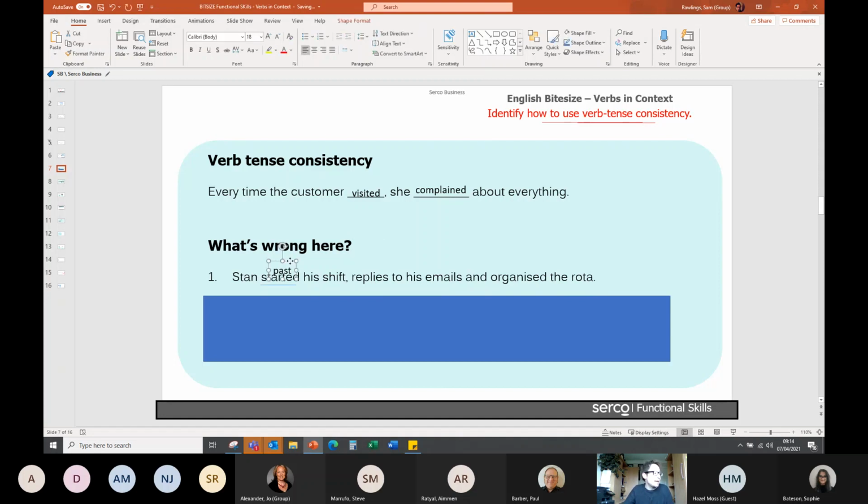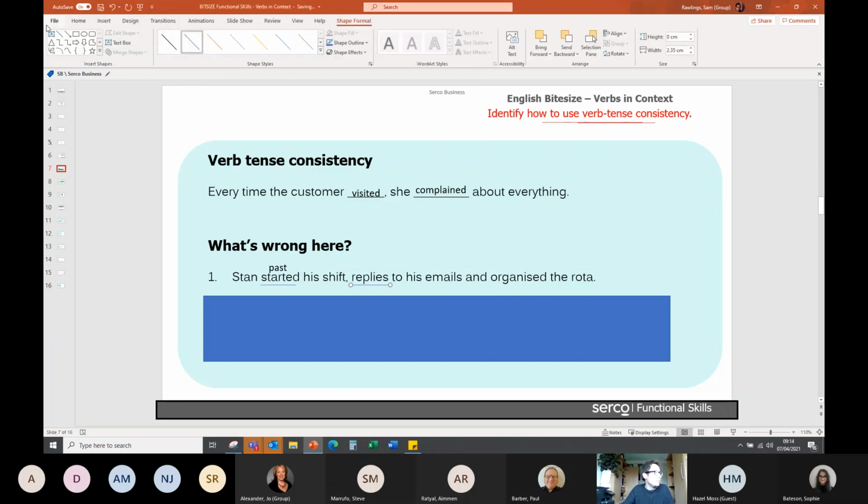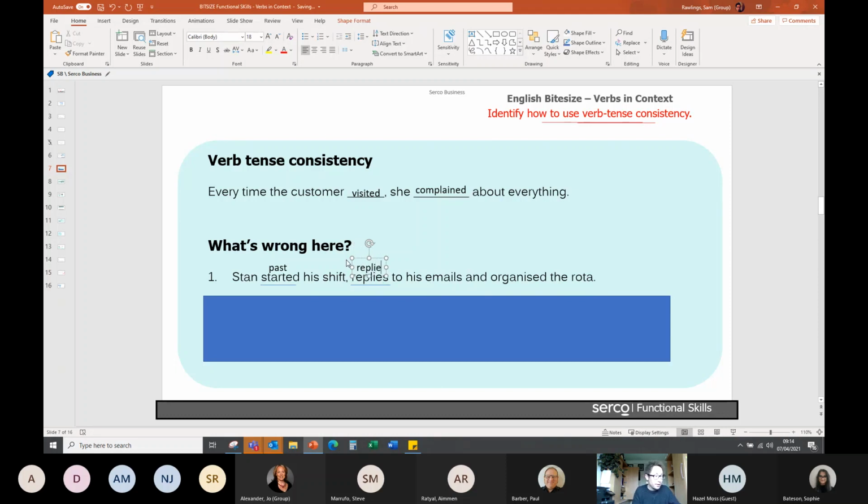And therefore, to make it really nice and easy to understand, we also want to make sure that the other words are in the past as well. So you can see that this one is currently in the present. So I'm going to change that to replied. So Stan started his shift, replied to his emails and organised the rota. So we've now got it all in the past tense.